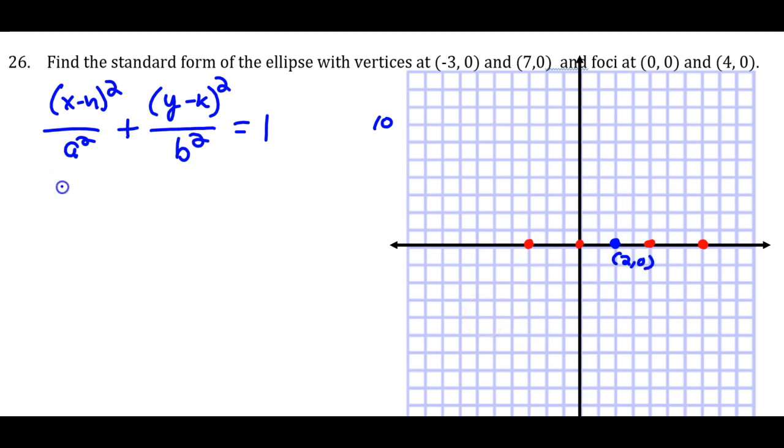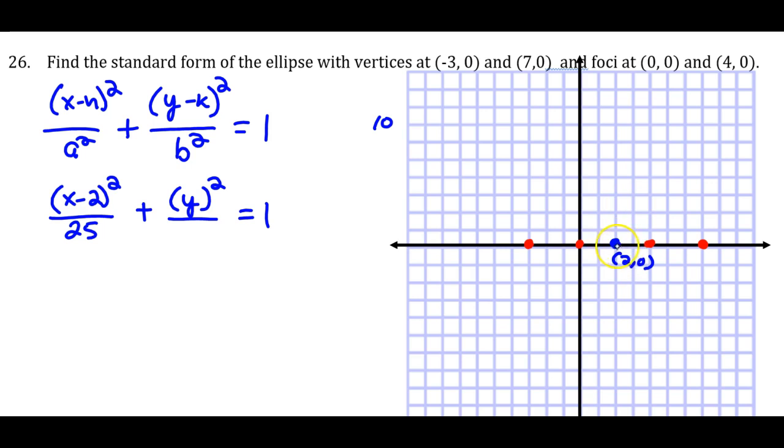And so we already know that's going to be x minus 2 squared and y minus 0, which is just y squared there. But I still need to figure out what a and b are to finish this thing out. The length of a we can just count: 1, 2, 3, 4, 5. So a squared is going to be 25 there. But how do we figure out b?